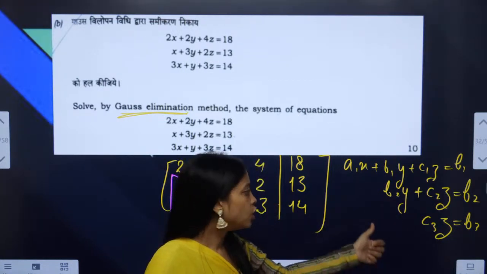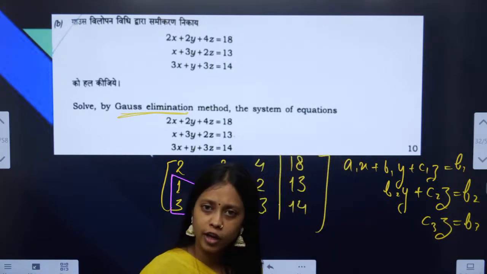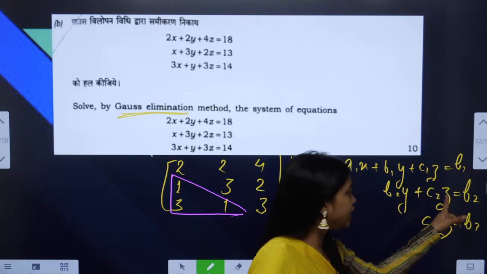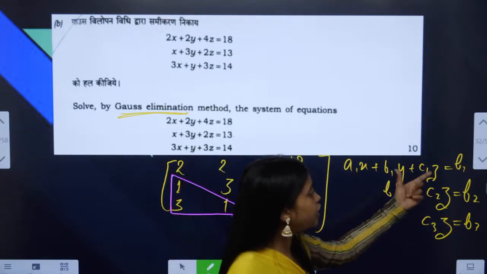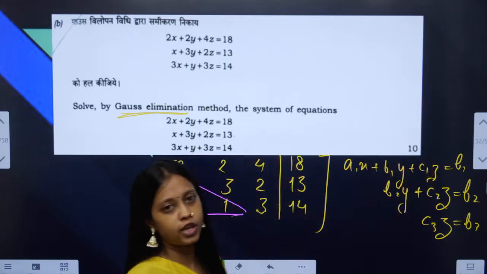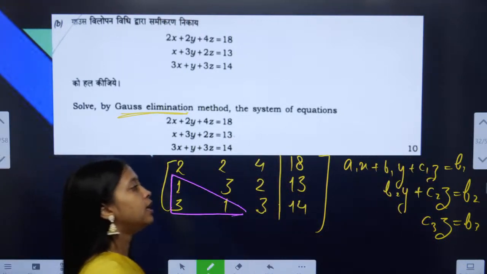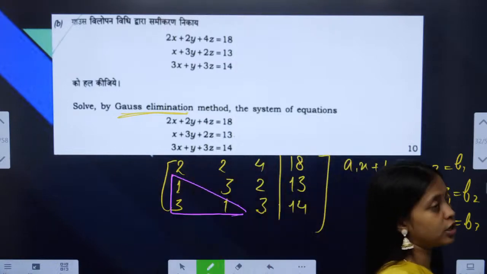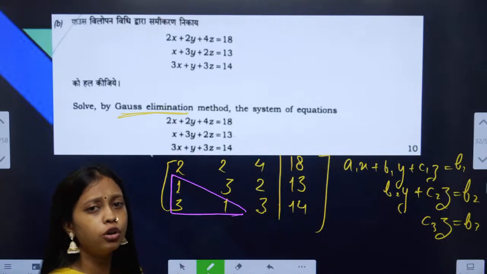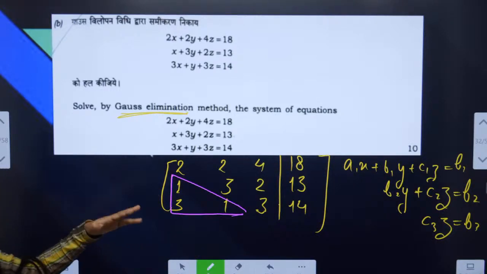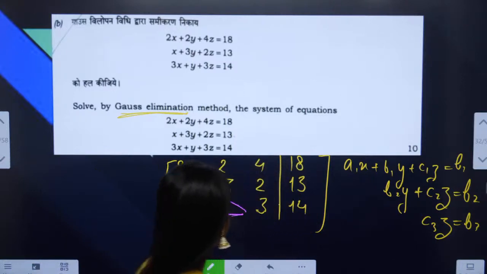So the last equation will directly give you the value of Z. Put that value of Z in the second equation, you can directly get the value of Y. You have the value of Y and Z, substitute in the first one, you can get the value of X. Right? This is the Gauss elimination method. Again, while solving the system of equations, you have some methods, Gauss elimination, Gauss Jordan, all the methods, just go through them because a direct question has been asked.